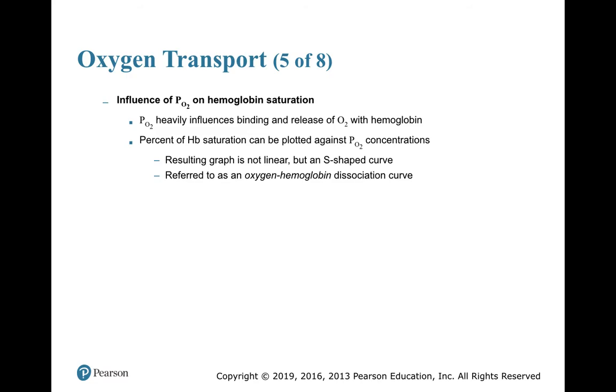Oxygen partial pressures have a very heavy influence on binding and releasing of hemoglobin. So the percent saturation of hemoglobin can be plotted against the oxygen concentrations. Because of that cooperativity of binding and unbinding, you do not get a linear curve as you might expect, but an S-shaped curve, a gentle S shape. We'll see some later on. That is referred to as the oxygen hemoglobin dissociation curve.